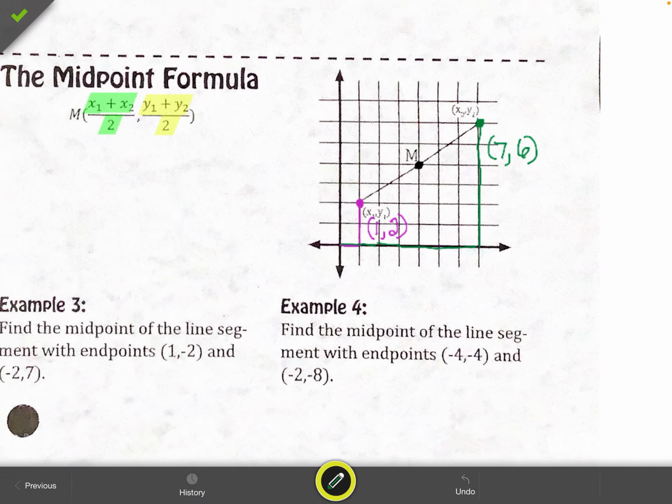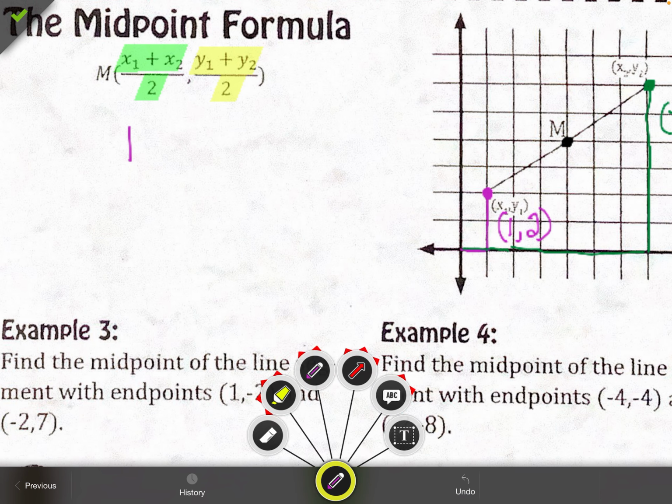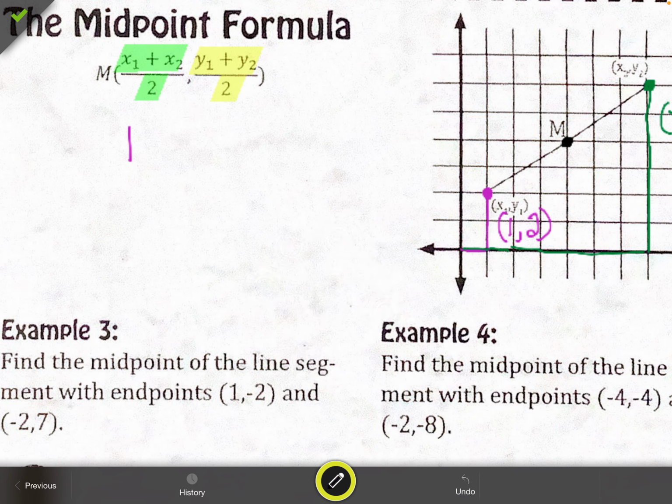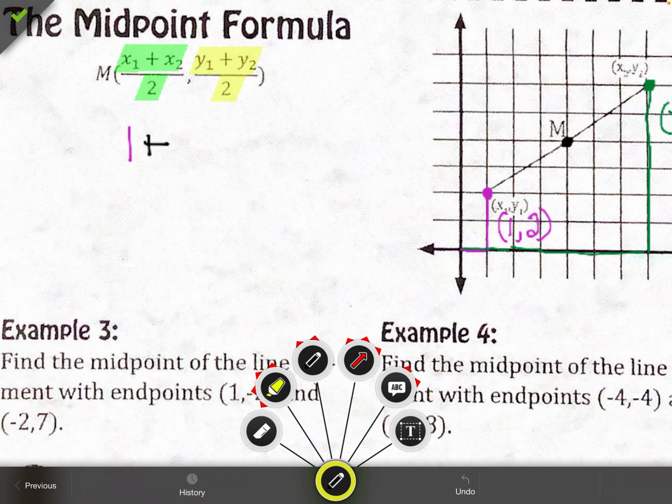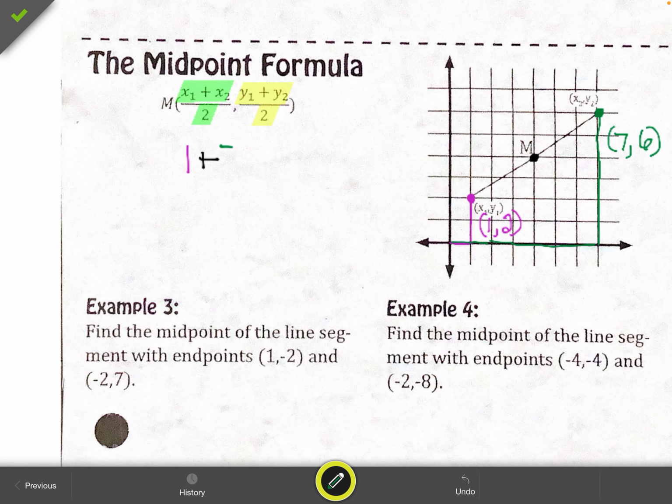All right, so let's drop those into my formula. It says x sub 1, that just means your first x value. It doesn't really matter which x value you start with. I'm going to start with the first point that we labeled. So I'm going to say 1, and add it to my other x value, which is 7. So 1 plus 7, and our formula says take those and divide by 2.